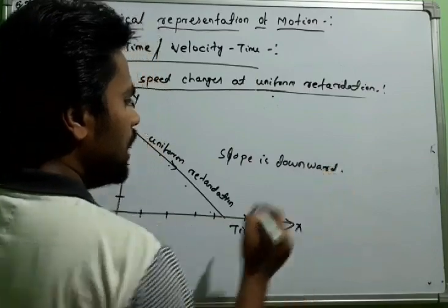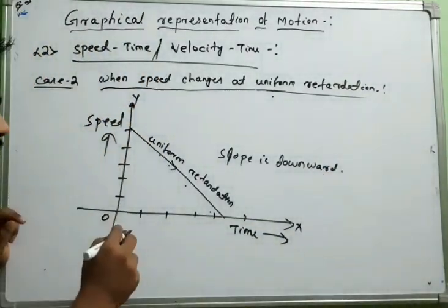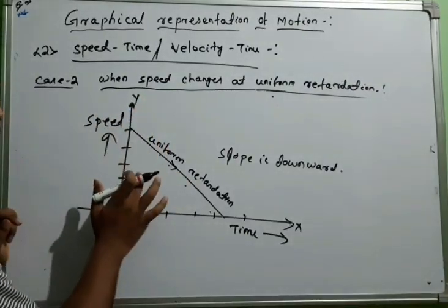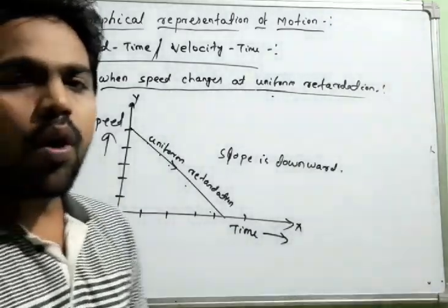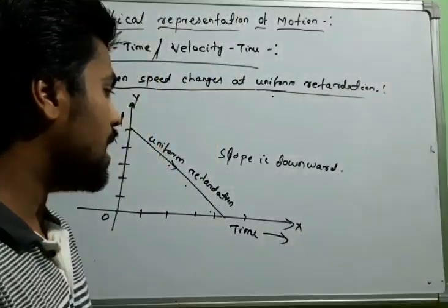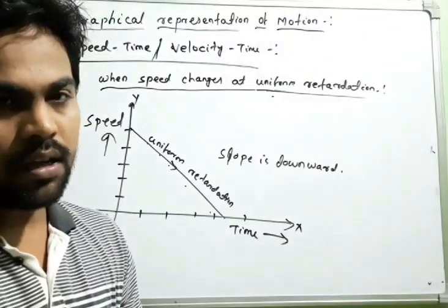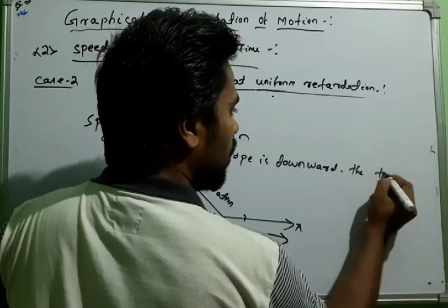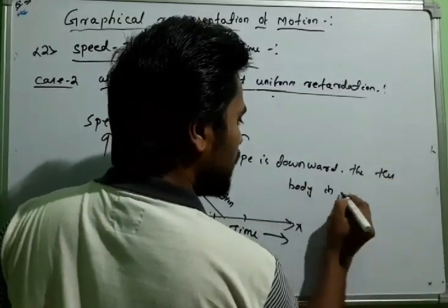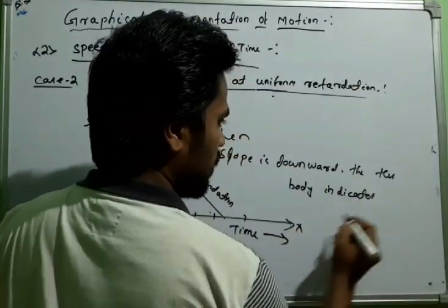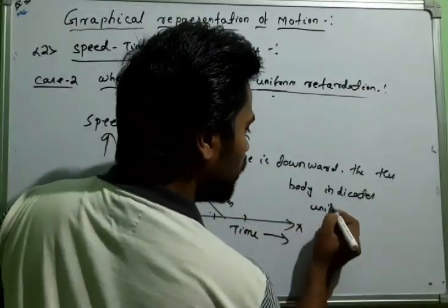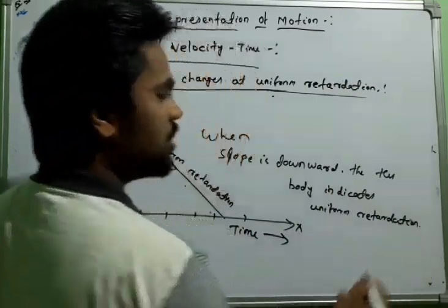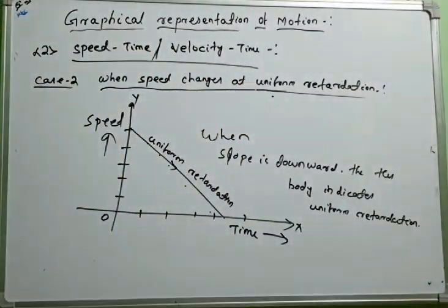Write down. If the slope is downward in a speed time graph, then you can say that the body is represented as uniform retardation. Clear or not? Write down: when the slope is downward, then the body indicates what? Uniform retardation or negative acceleration. Clear? Next, this is case 3.